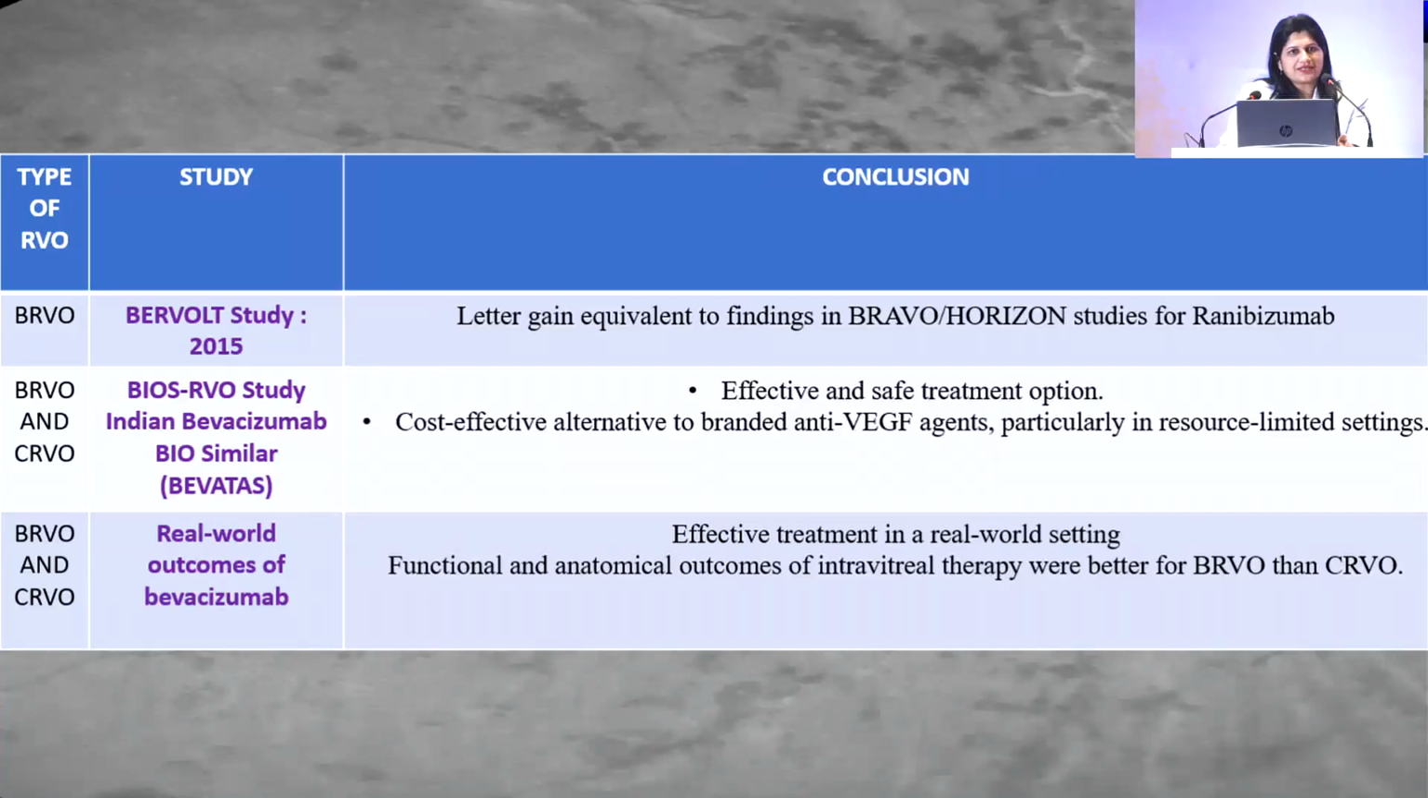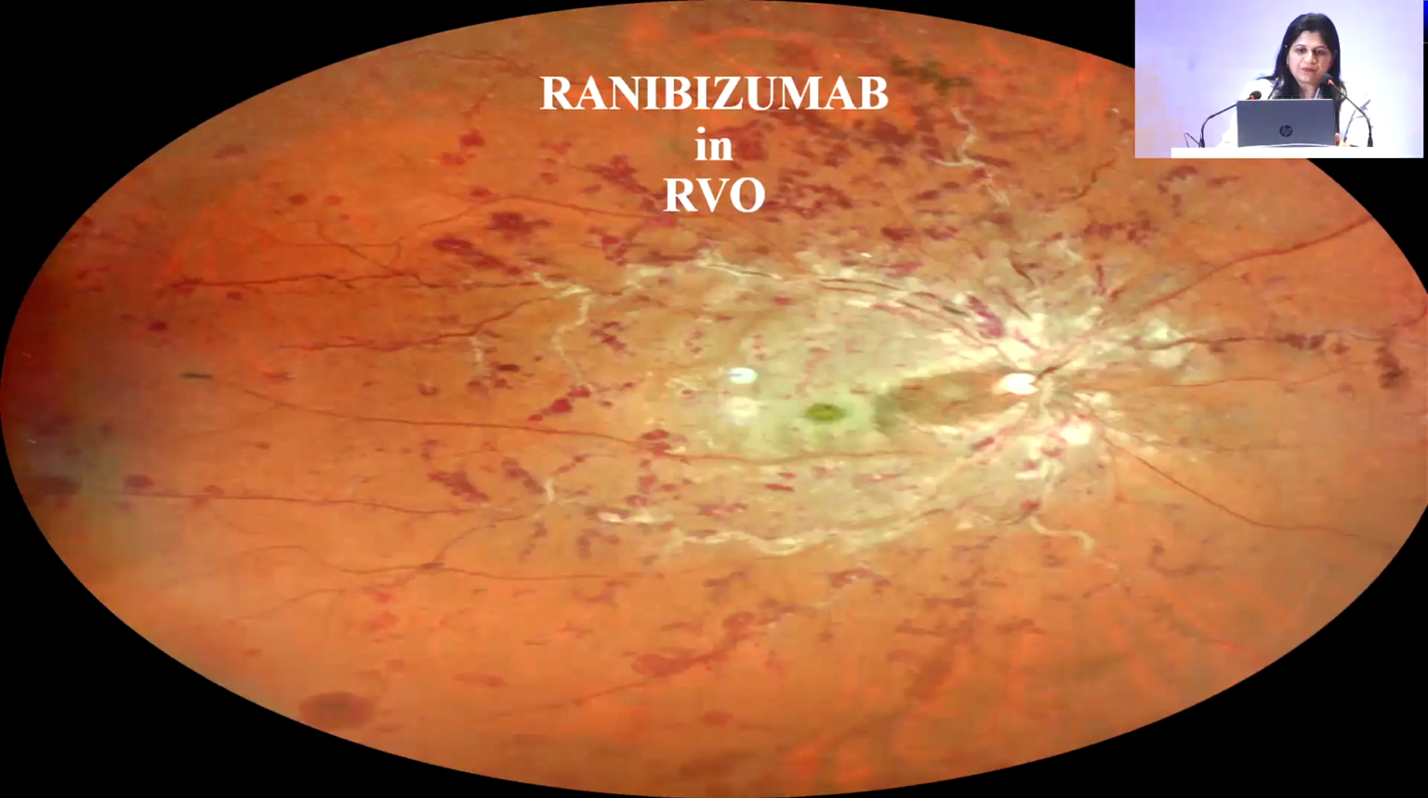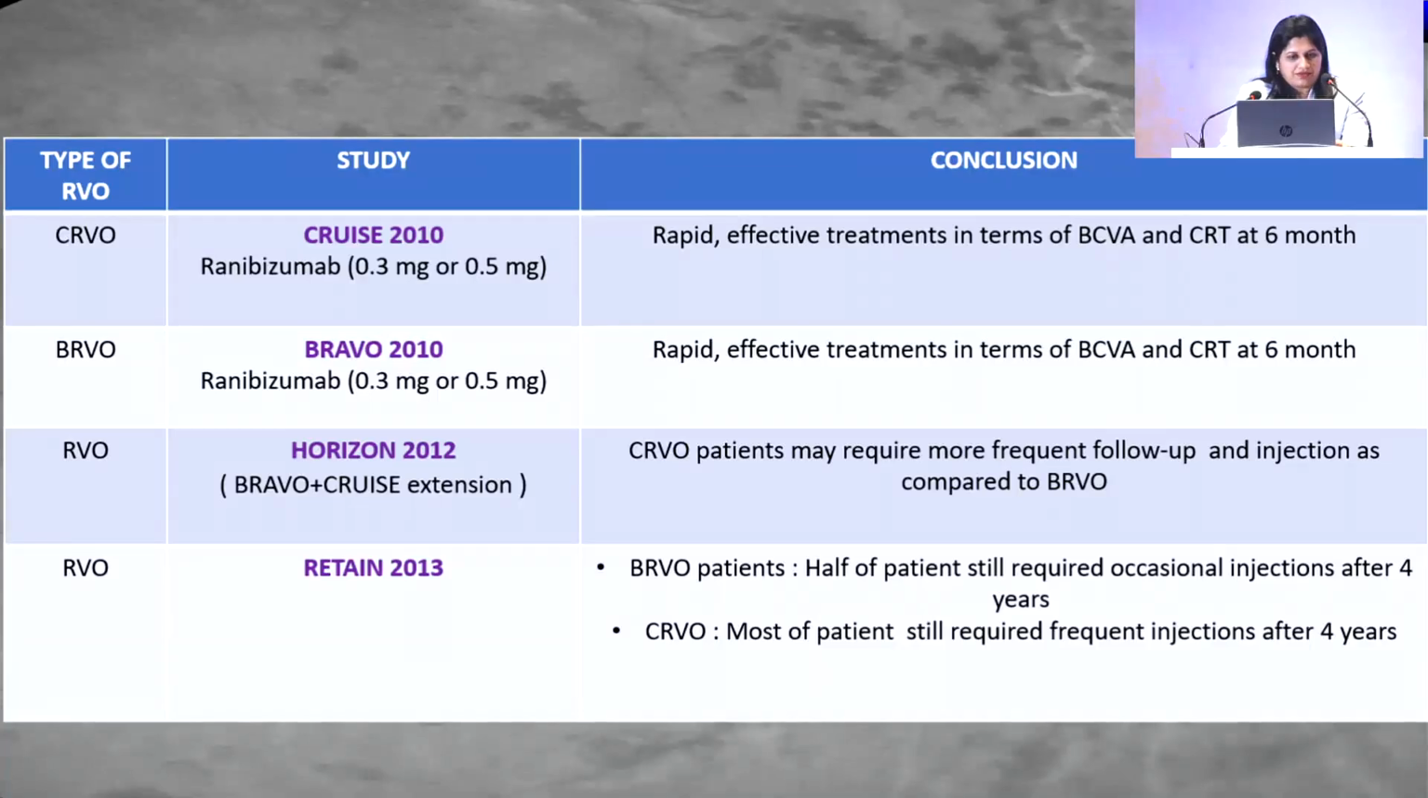So these are the various studies related to bevacizumab which have shown that the letter gain is equivalent to studies done with ranibizumab. This is the Berwald study, while a few other studies have shown that it is not very much inferior to the ranibizumab group which is compared. Now when we look at the studies related to ranibizumab in RVO, the Cruise study, Bravo study, all these studies have shown improvement in the BCVA and reduction in the central retinal thickness at 6 months.